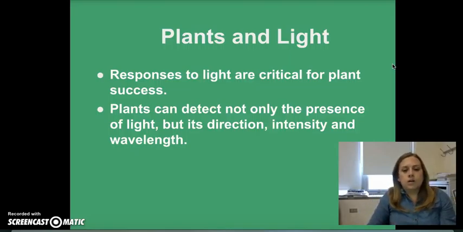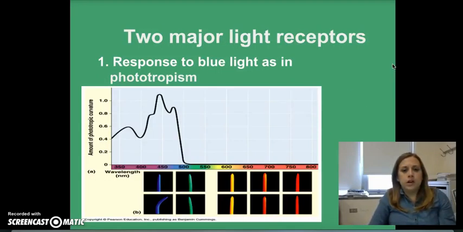All right, so now we want to talk about plants and how they respond to light. So responses to light are really critical for plant success. Plants can detect the presence of light, but also its direction, its intensity, and its wavelength, and that's all really important. So we've got two major light receptors.